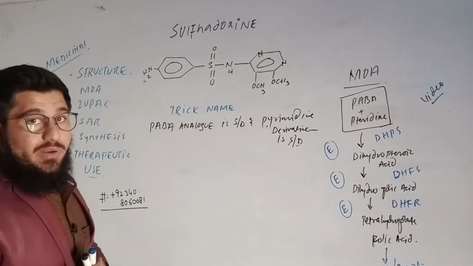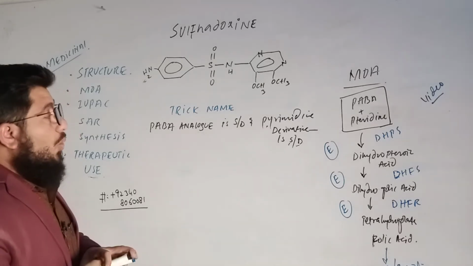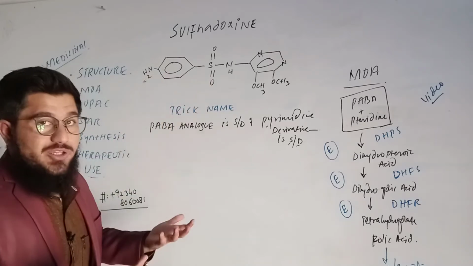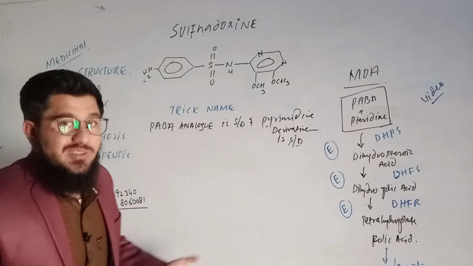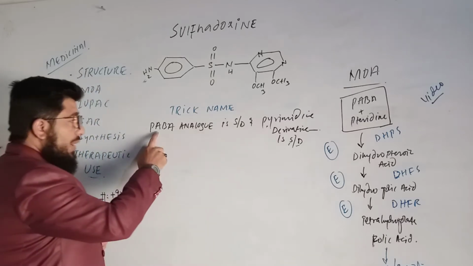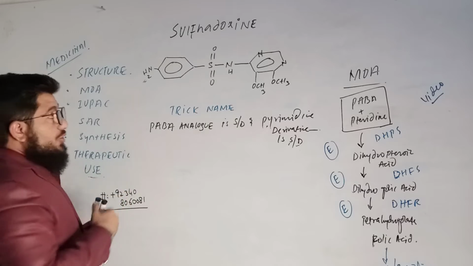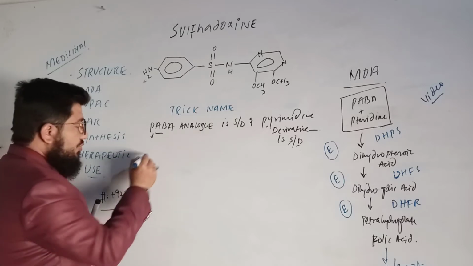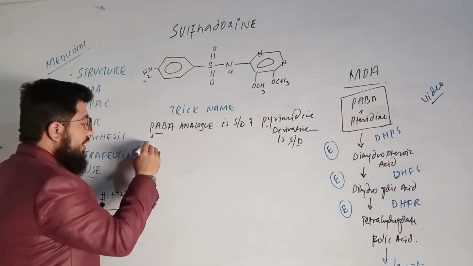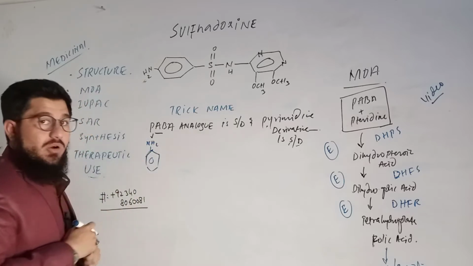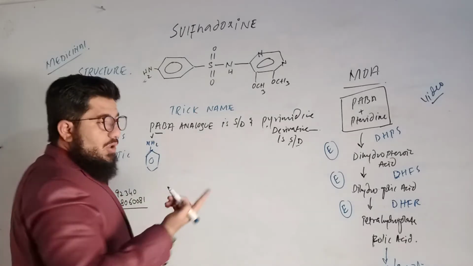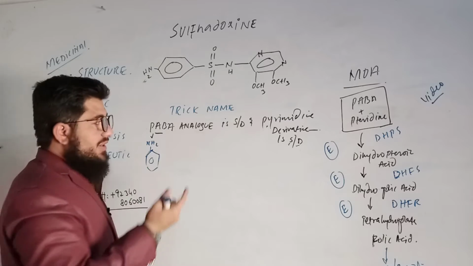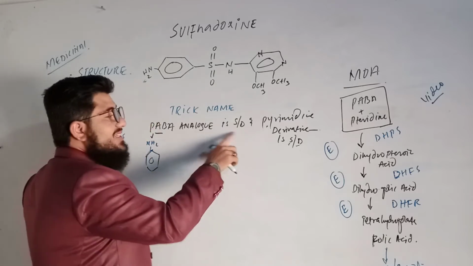By means of this trick name, you will become able to draw the structure in a very easy way. I hope you're getting my points. So let's go through this trick name, and after that we'll go through how to draw the structure by means of it. Now, what is PABA? Whenever you see a benzene ring having an amino group attached at the para position, that is called PABA. Analog means something having a structural similarity to another structure.